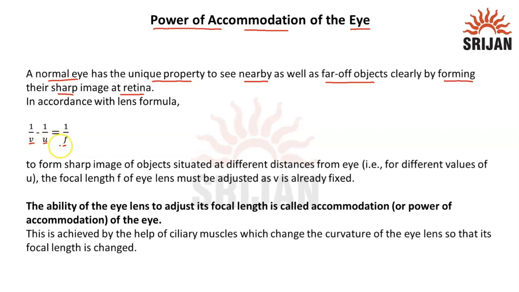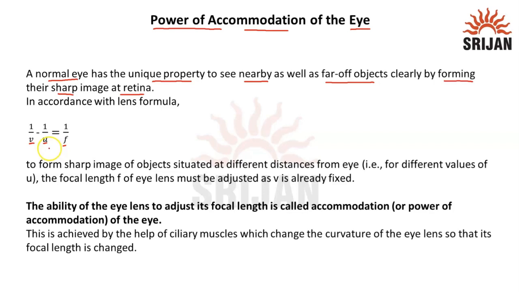We know that the crystalline lens that our eye has is a convex lens. Now consider the distance between the crystalline lens and the retina. That distance is going to be fixed anyways, right? Because the image is formed at the retina. The distance of the retina from the crystalline lens is never going to change.